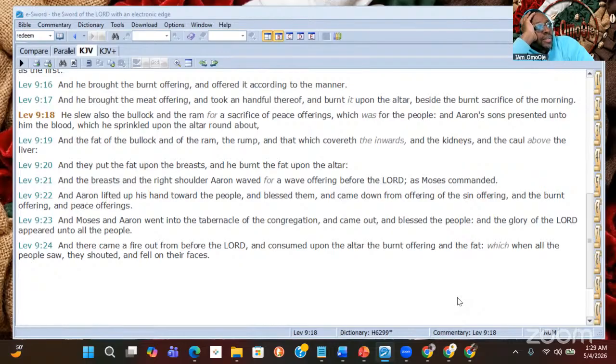And the fat of the bullock and the ram, the rump, and that which covereth the inwards, and the kidneys, and the caul above the liver. And they put the fat upon the breasts, and he burnt the fat upon the altar. And the breasts and the right shoulder Aharon waved for a wave offering before Jehovah, as Moshe commanded. And Aharon lifted up his hand toward the people, and blessed them, and came down from the offering of the Kata'ah offering, and the Olah in this piece. So Olah, this piece.